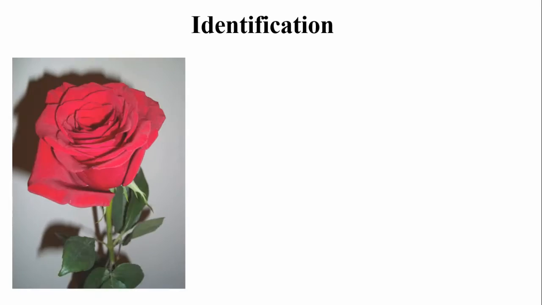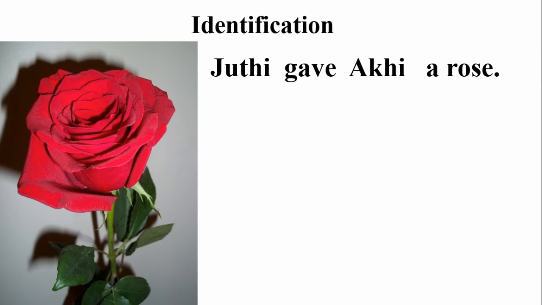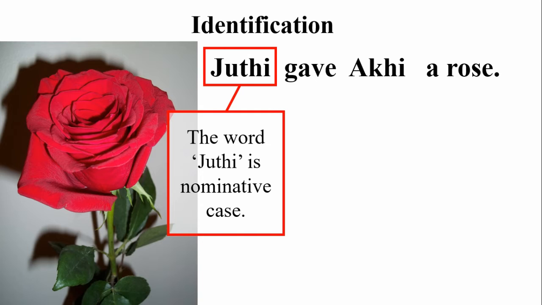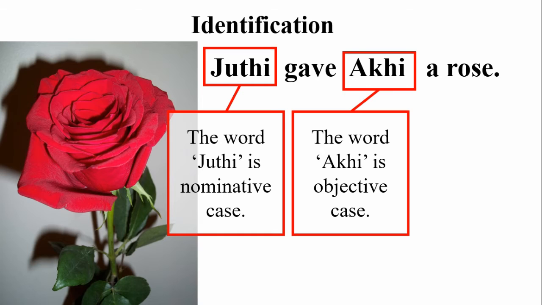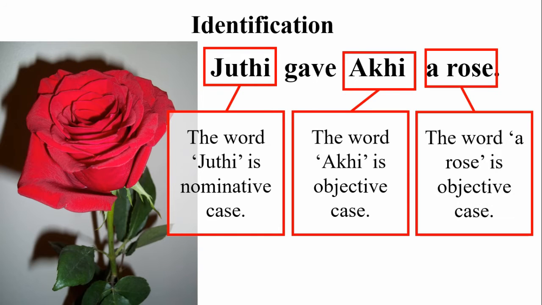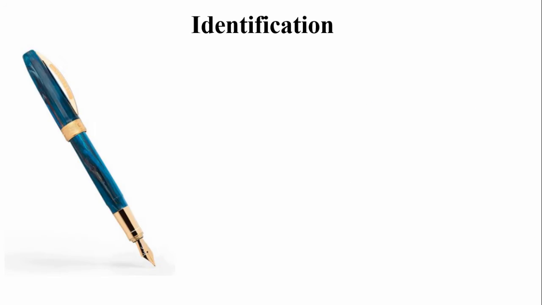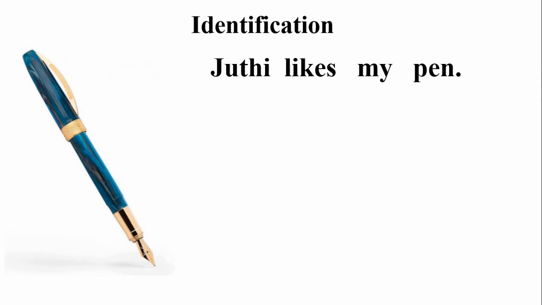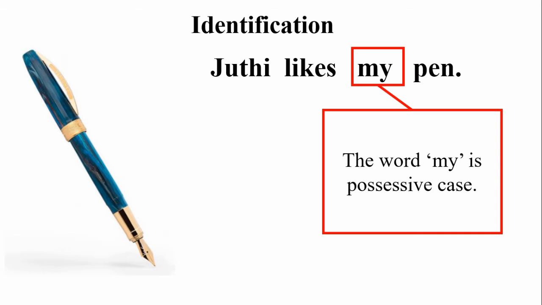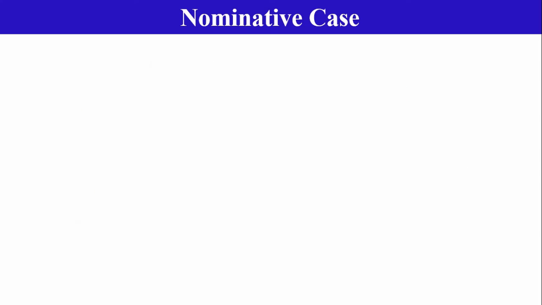Identification. Juthi gave Akhi a rose. The word Juthi is nominative case. Akhi is objective case. The word a rose is also objective case. Identification. Juthi likes my pen. The word my is possessive case.